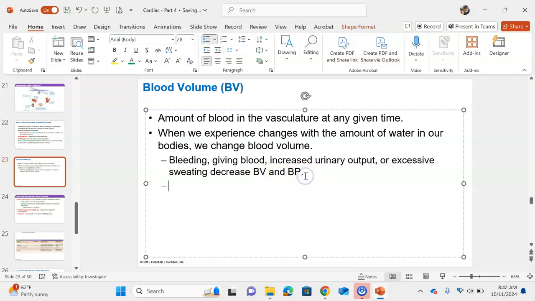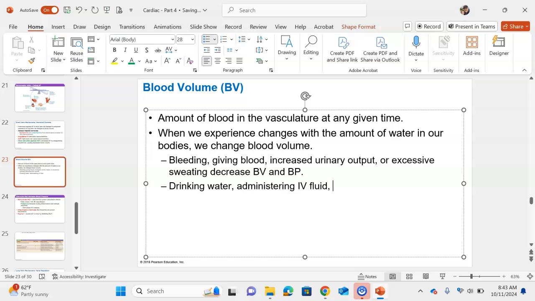All right. How would we increase blood volume? Let's say water intake. Drinking water. You drink water, you increase blood volume. Or administering IV fluid. If you get IV fluids at a hospital or in an ambulance, that's going to put water in your body. It's going to increase blood volume.